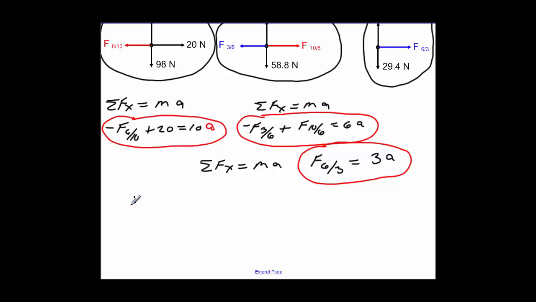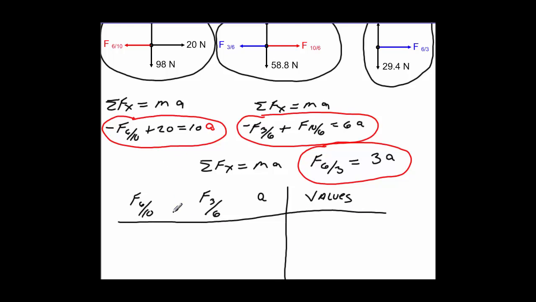So what I'm going to do is set this up as F of the 6/10 in this column. I'll select the F of the 3/6 in this column. I'll do acceleration, and I'll do my values over here. Come down. I'll just put all the values back in. So take this equation right here. I will get a minus 1. I'll move the 10 over. That gives me a minus 10 here. We have no 3/6 in this equation. We move the 20 over, we get minus 20. And there's the first equation.